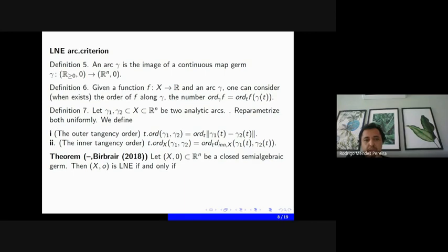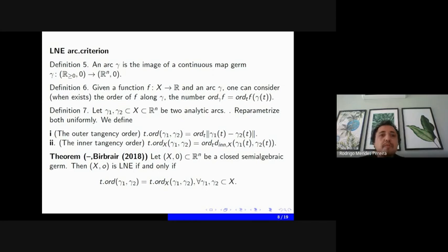So one result by me and Bobadilla in 2018 is: if you have a semialgebraic germ, then Lipschitz normal embedding means that these two exponents are the same for any pair of arcs. This means the order of the outer distance is equal to the order of the inner distance. One direction is immediate from the definition. The other direction can be more useful in order to use this criterion effectively.